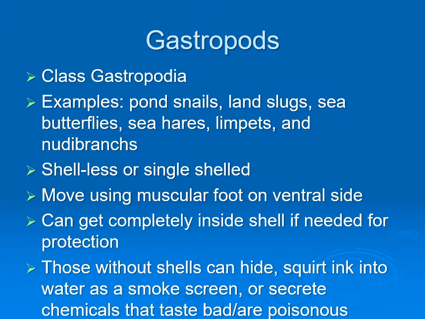So with the gastropods, this is going to include pond snails and slugs and sea butterflies and sea hares and limpets and nudibranchs. They are shell-less, or they have a single shell that's external. They move using their muscular foot, which is located on the ventral side of the organism. They can get completely inside the shell if they need to for protection, and those without shells can hide. They can squirt ink into the water as a smokescreen, or they can secrete chemicals that taste bad or are poisonous so that other organisms don't try to eat them.